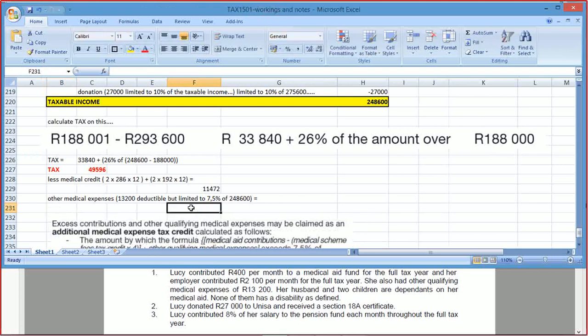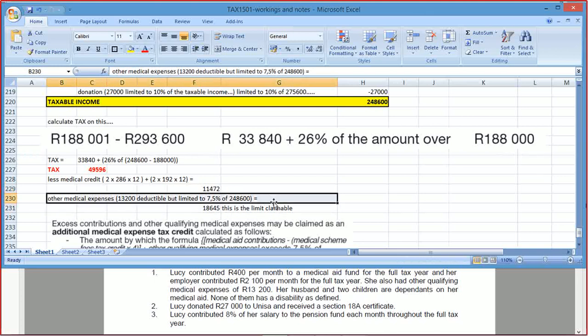to 7.5% of, what was our figure? The yellow. 248,600. Right, so what is that limitation? Let's double check. 7.5%, 0.075 times 248,600 gives me 18,645. Okay, that's how much she can possibly claim. This is the limit claimable.